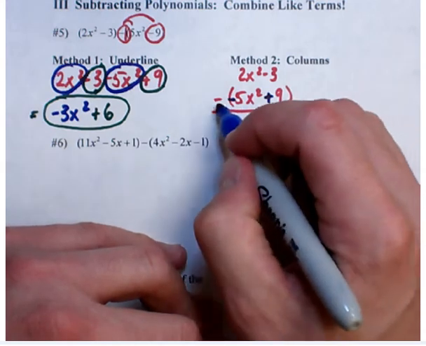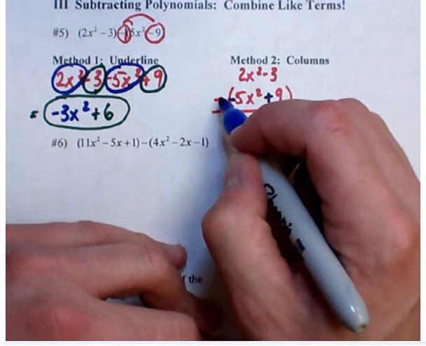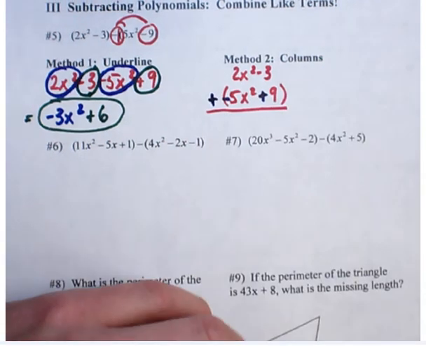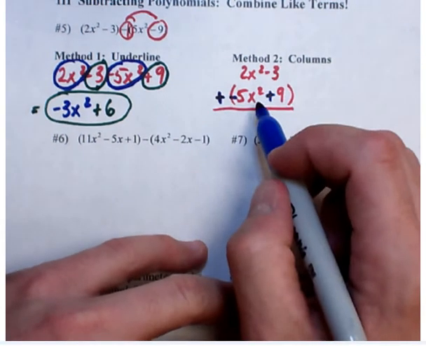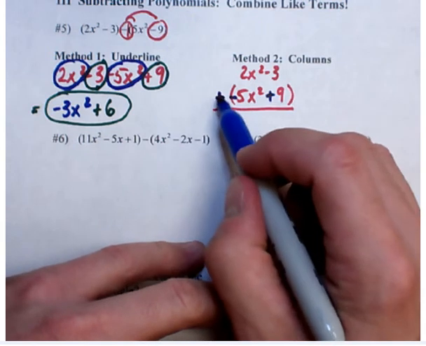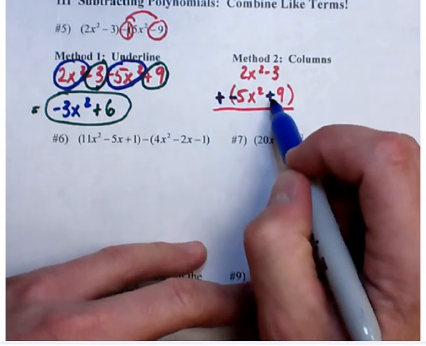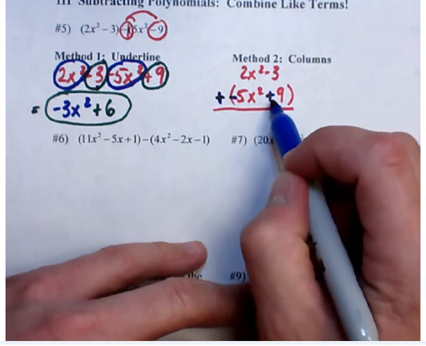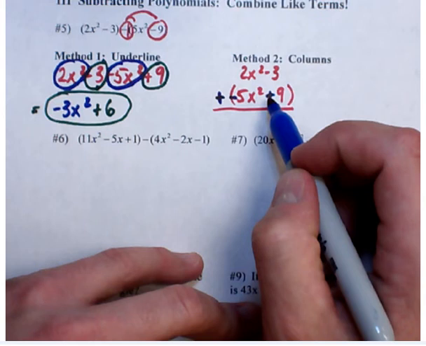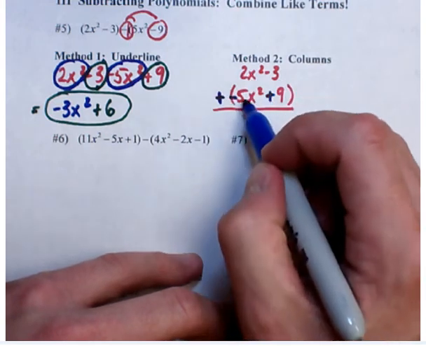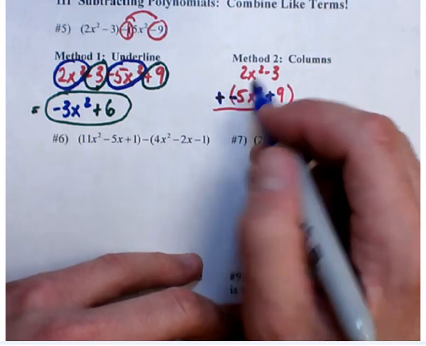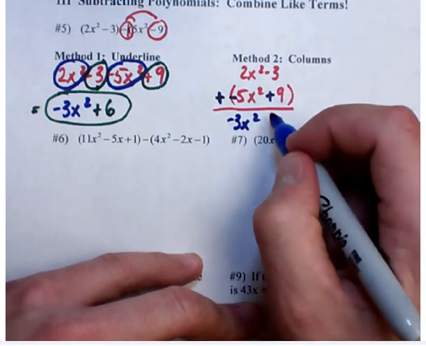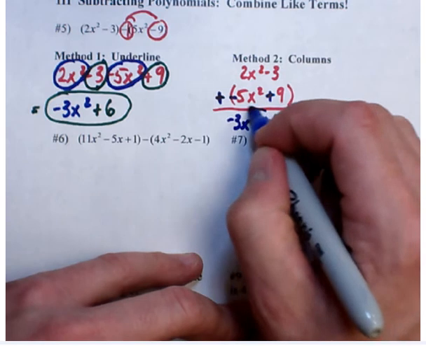So what happens to the negative on the outside? Well, when you distribute it, you take care of it. So basically, it just becomes a plus. So what I can do if I'm going to do this with columns, I change this to a plus, and then I just change all the signs on the inside. If it was positive, it becomes negative. If it was negative, it becomes positive. So we get 2x squared plus -5x squared, or 2 minus 5, -3x squared. We get -3 plus 9, which is 6. You get the same answer.